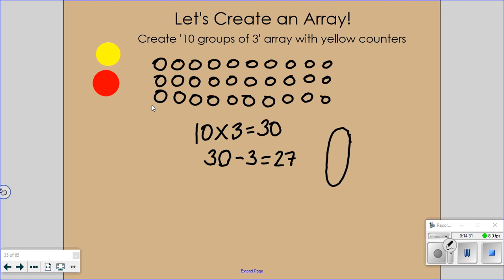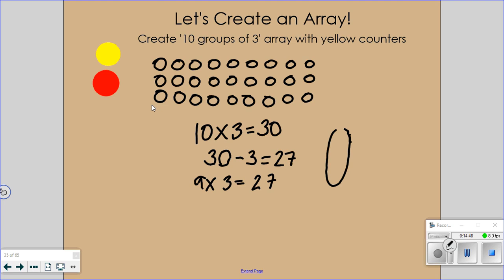So when I took away that group of 3, Julian, how many do I have now? 27. So what is 9 times 3? 27. Go ahead and write these equations in your notebook.